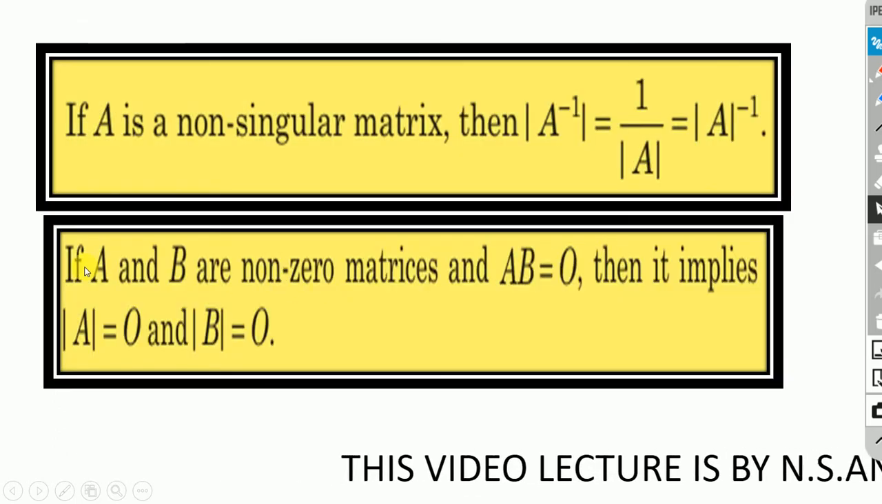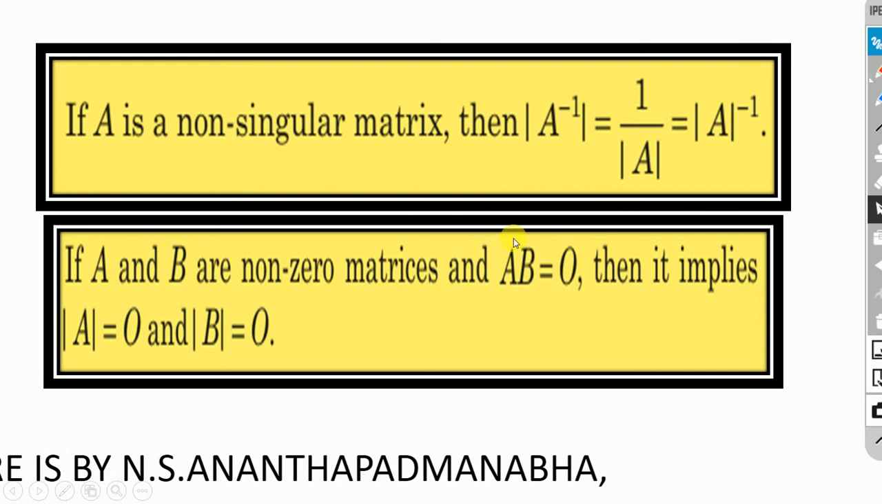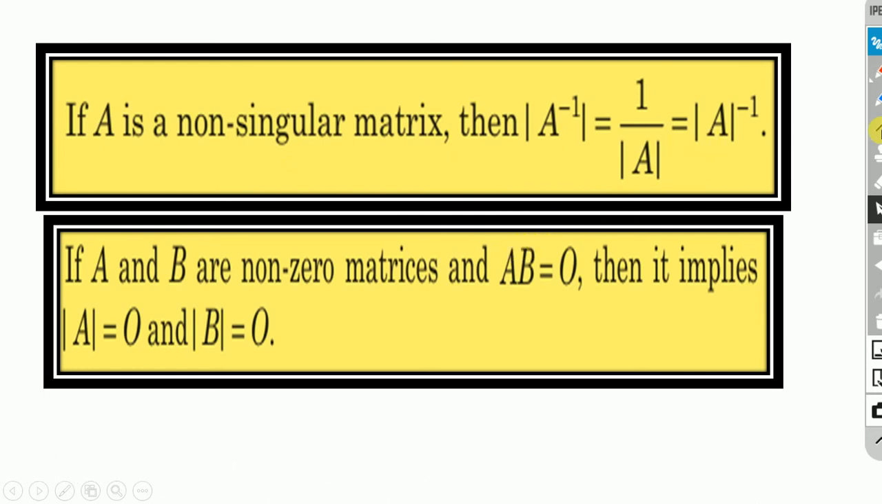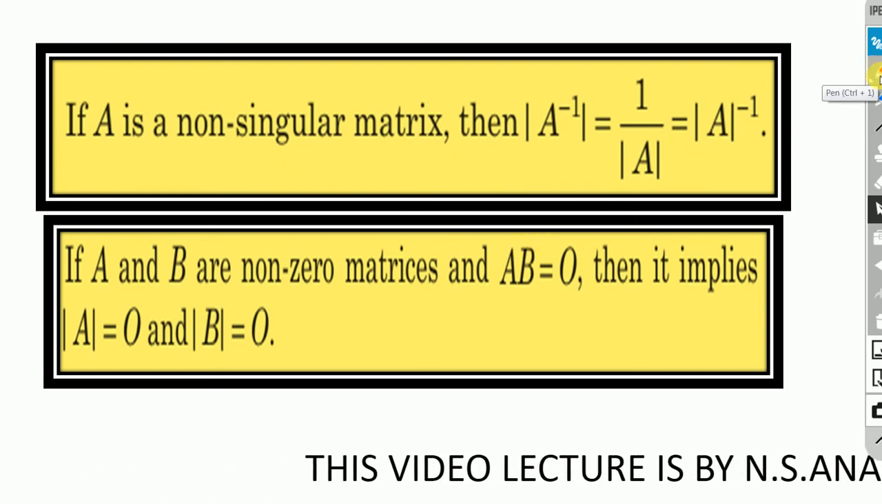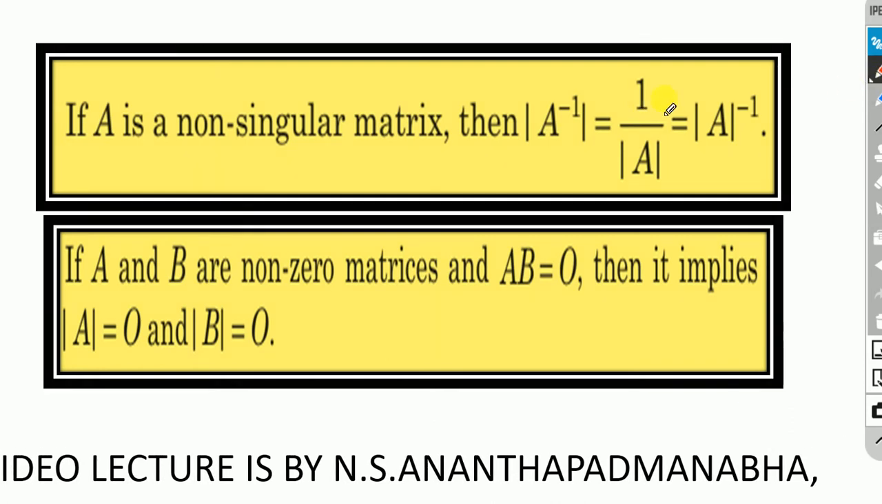If A is a non-singular matrix, then determinant of A inverse is equal to 1 by determinant of A. I can write it like this: determinant of A inverse is equal to 1 by determinant of A.